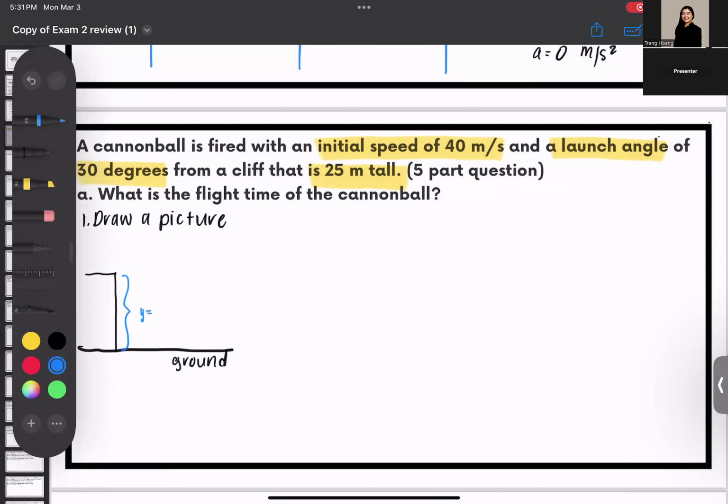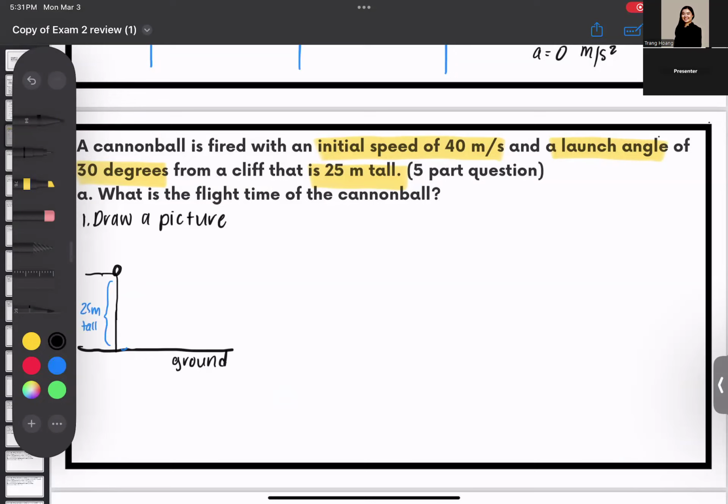I don't want to overload y'all, so I'm actually going to include on the side a little bit. Our cliff. The cliff right here is 25 meters tall. Okay, let's think about where this ball is going.